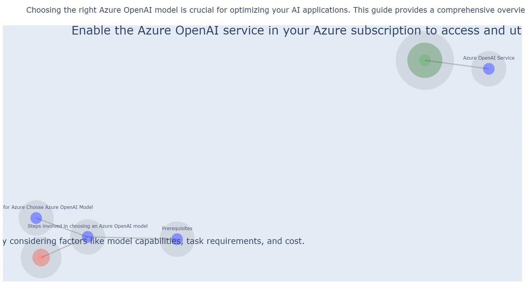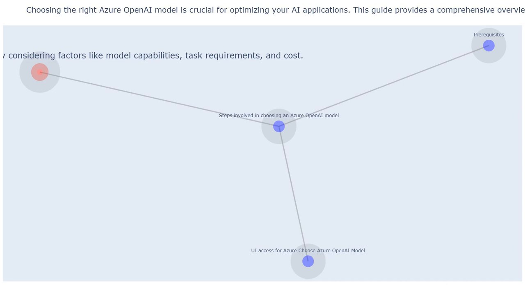Azure OpenAI Service. Enabling the Azure OpenAI service within your Azure subscription is critical for accessing and utilizing the full range of Azure OpenAI models. This service acts as the bridge between your subscription and the powerful AI models offered by Azure OpenAI. Azure Portal allows you to enable and manage various services within your Azure subscription, providing a centralized hub for controlling access and utilization.